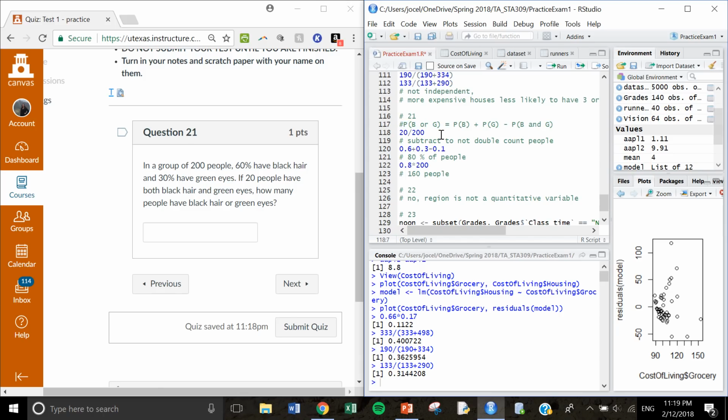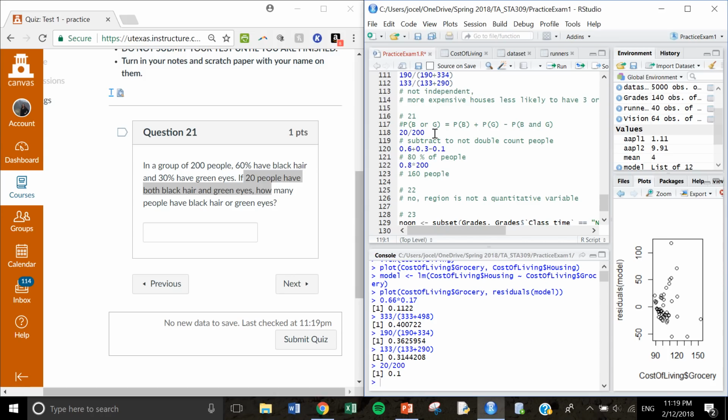So this probability of having black hair and green eyes is going to be these 20 people out of the 200. So that is 20 divided by 200, which means 10% have black hair and green eyes. So we have to subtract that out so we don't double count people. So the probability of having black hair is 0.6, plus the probability of having green eyes is 0.3, minus 0.1, which is to not double count people, and we get 0.8.